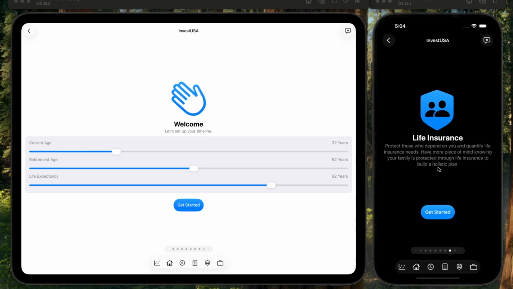Alright, so today we're going to take a look at life insurance and how much you should have to really make a holistic plan. Basically, if something happens to you, you're going to want to make sure your family is protected, especially if you have young ones.